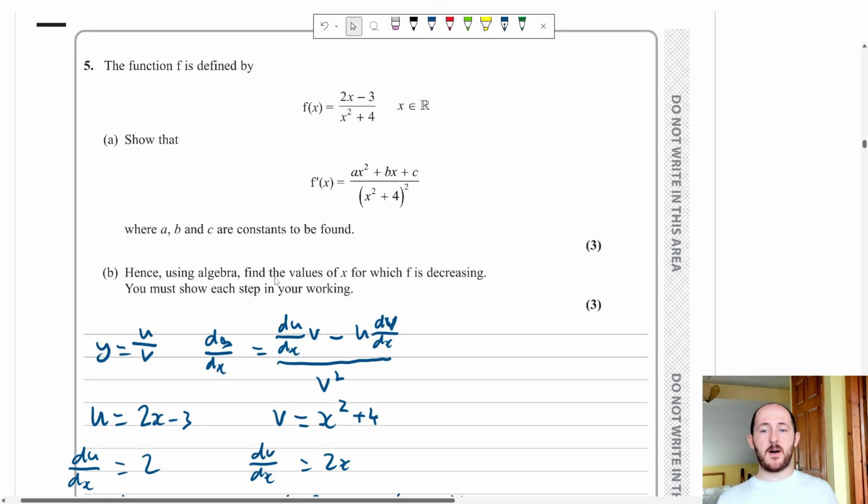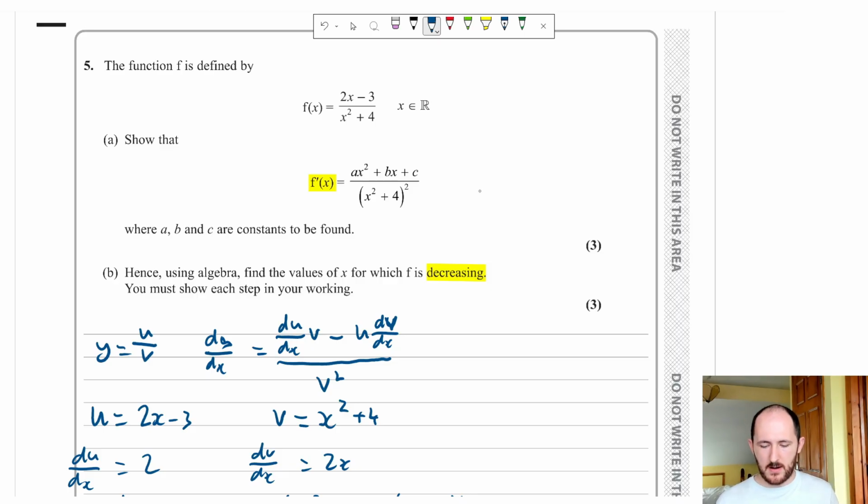Now for part B, I really like this question, hence using algebra. Hence, don't forget, whenever they use the word hence, what they mean is use part A. So when they say hence, I'm immediately looking at this. Using algebra, find the values of x for which f is decreasing. You must show each step in your working out. There's a few ways to do this. Now I'm going to try and show you the most mathematically rigorous way possible.